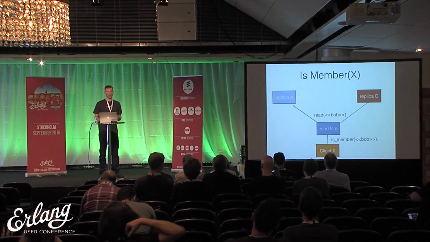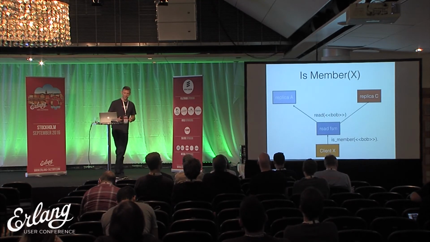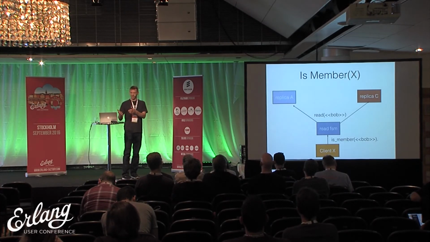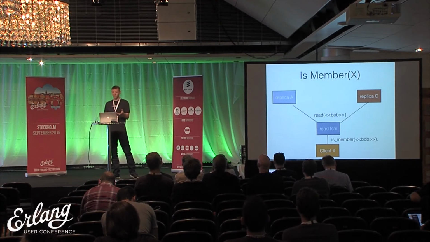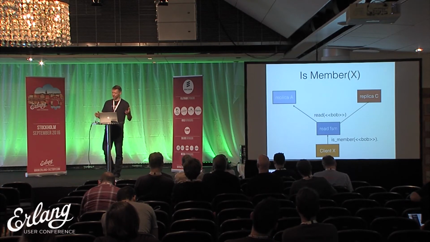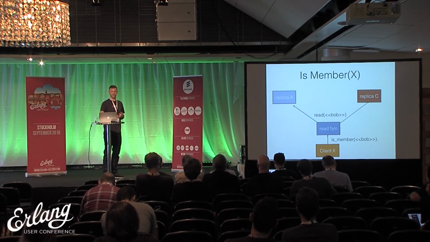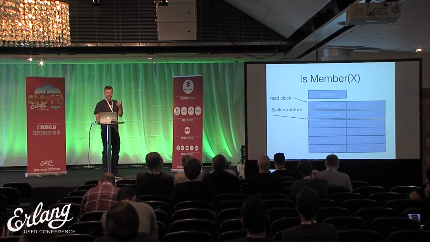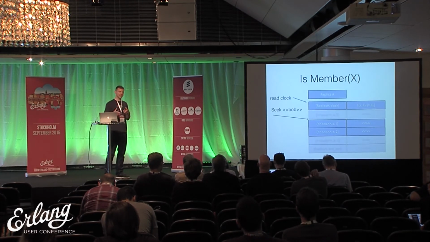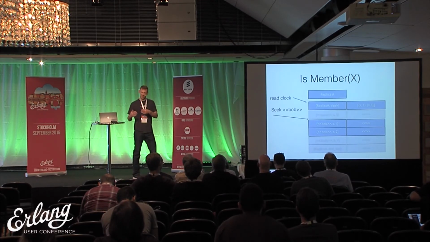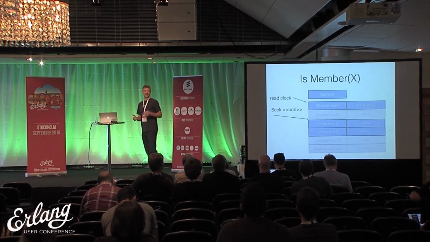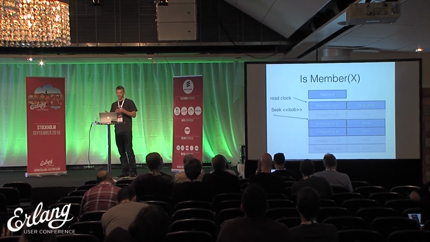So how does that work? Well, if you're a client, you say to the system, is Bob a member of the set? And the FSM sends out to the replicas the question, read Bob. And we read the version vector from disk, and then we just seek to the keys, the tags, for Bob. And because we're ordered, and they'll be co-located, it's just to seek and iterate till we've got them all.